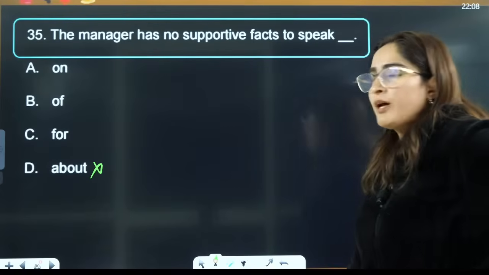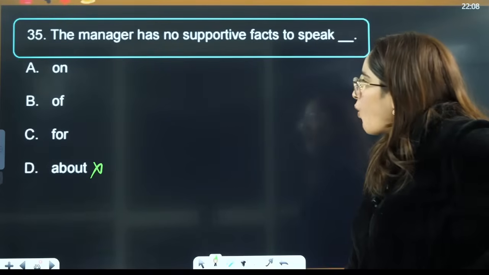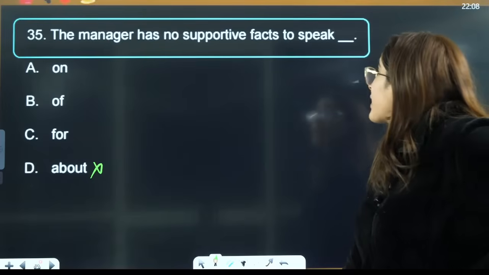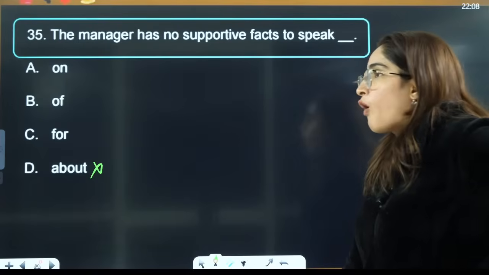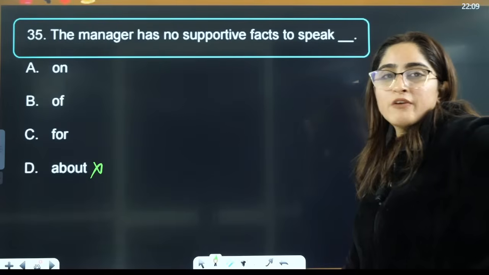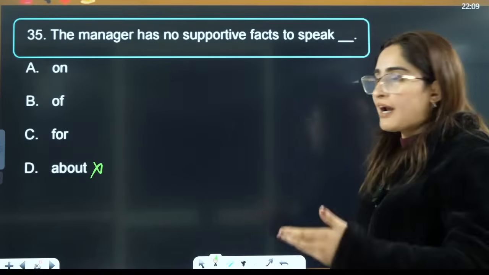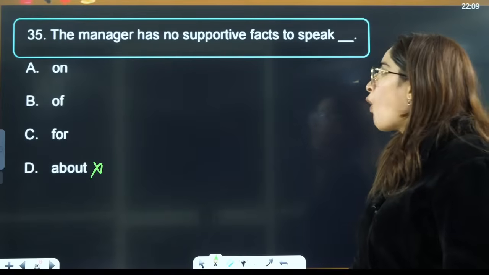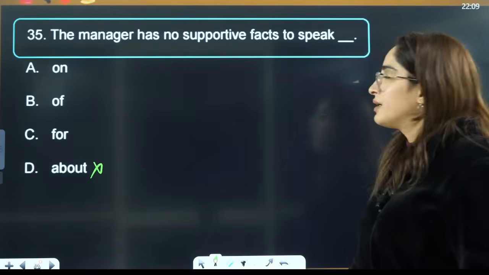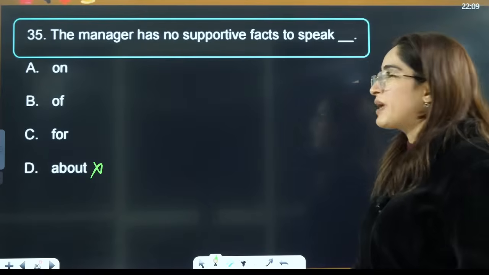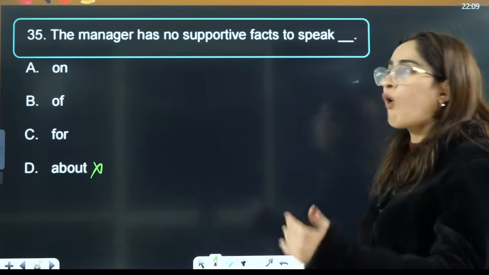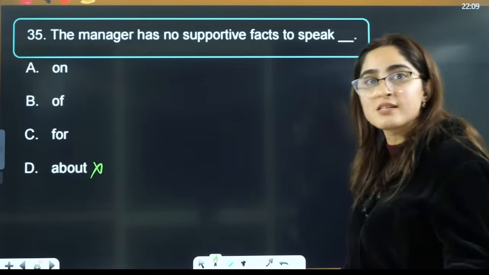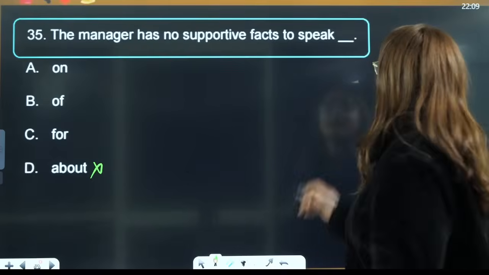No. O double F will definitely not be there. O F also, to speak for. The manager has no supportive facts to speak for this policy, and that is also not given there. So for is also kind of controversial. To speak on this topic, right? To speak for cancer patients, to speak on this topic, to speak about the crisis going on. So it depends upon what will be there.